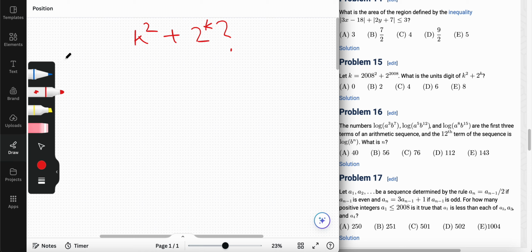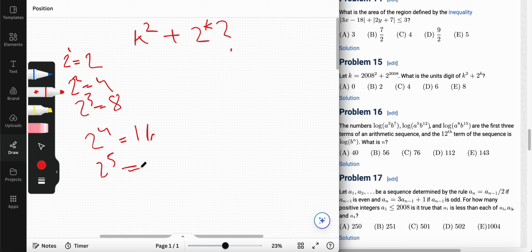So we know that 2 to the first is 2. 2 squared is 4. 2 cubed is 8. 2 to the 4th is 16. 2 to the 5th is 32. And 2 to the 6th is 64. So we notice a pattern: 2, 4, 8, 6, 2, 4, 8, 6, and so on. So it repeats every 4 times, right?